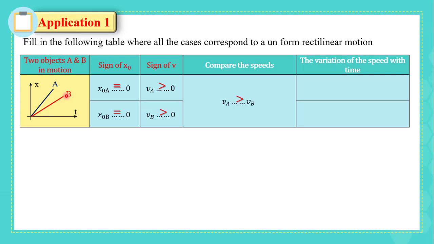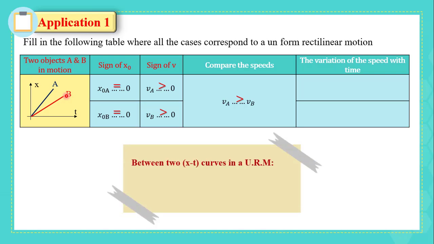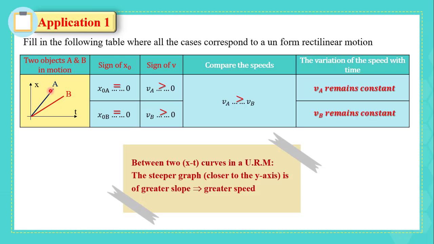This indicates that between two x-t curves in a uniform rectilinear motion, the steeper graph, which is closer to the y-axis, is of greater slope, which means the greater speed. Now, in both cases, v remains constant with time, since it is a uniform rectilinear motion.